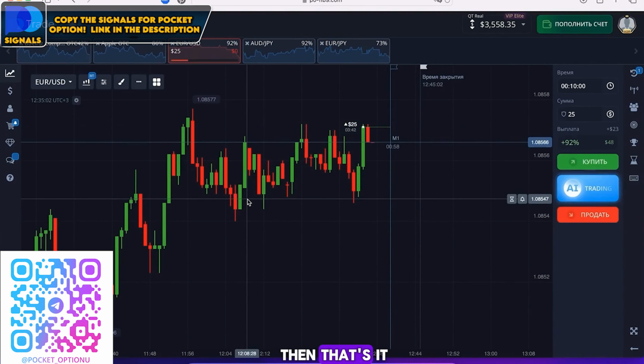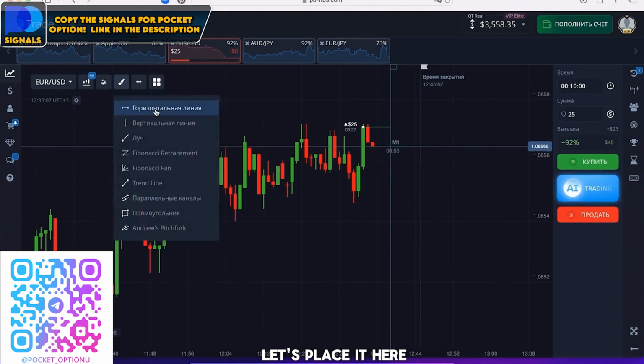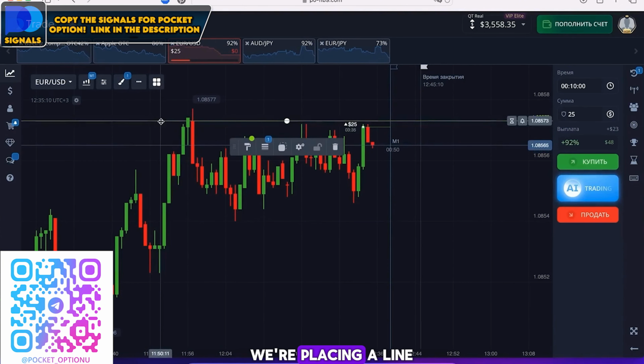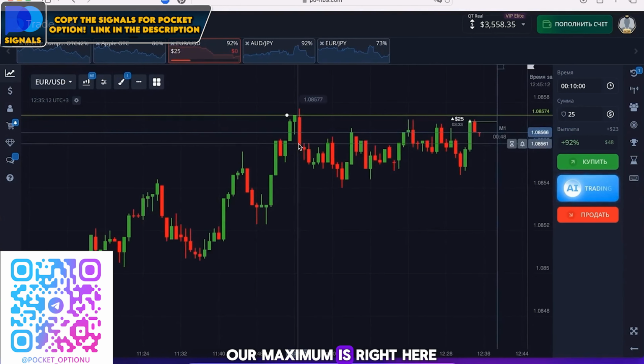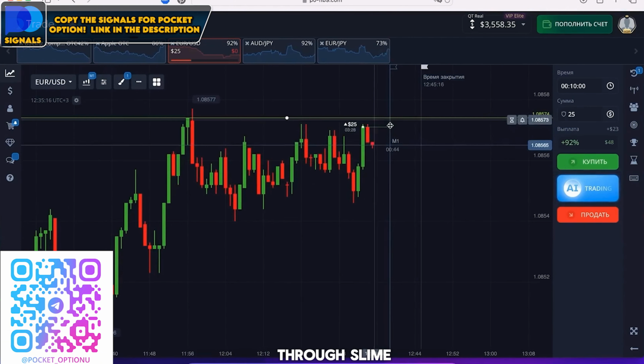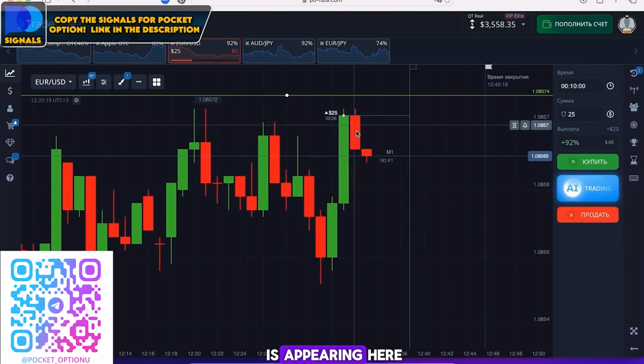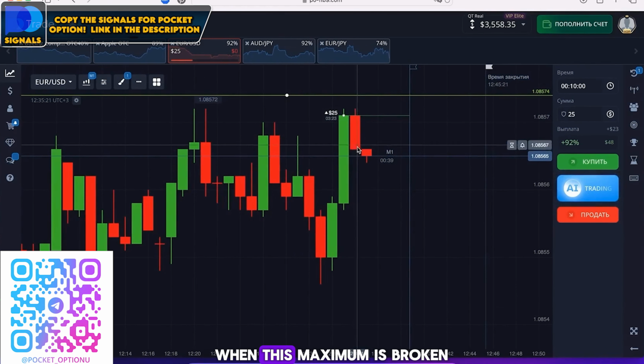If it works out, then that's it. Most likely, if you manage to do it, this maximum will break. Let's place it here. We're placing a line like this. Our maximum is right here. So we're waiting for the moment when the trend breaks through this line. The candle has come very close, but we can see that a bearish candle is appearing here, so we're just waiting for the moment when this maximum is broken.